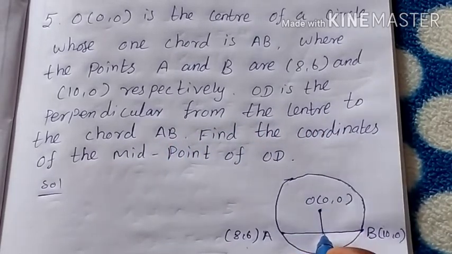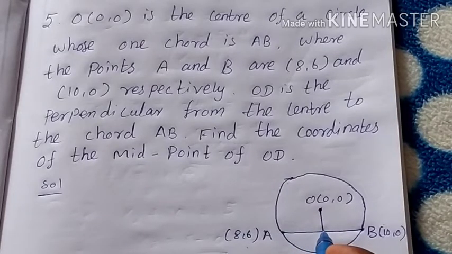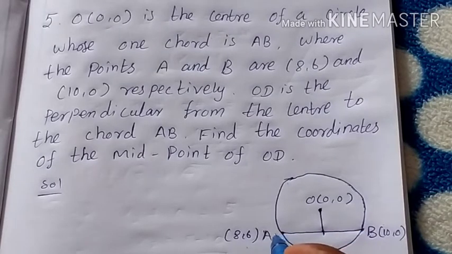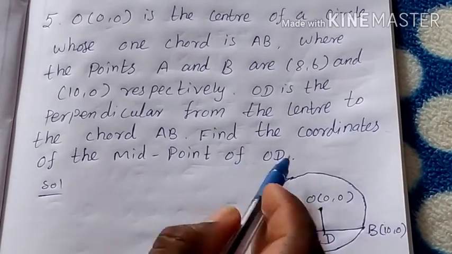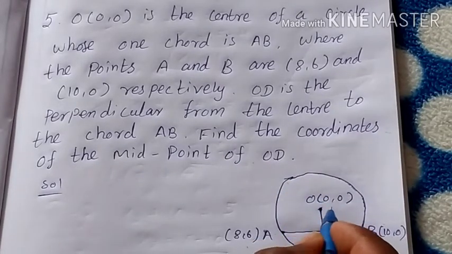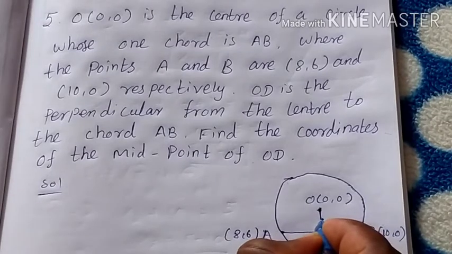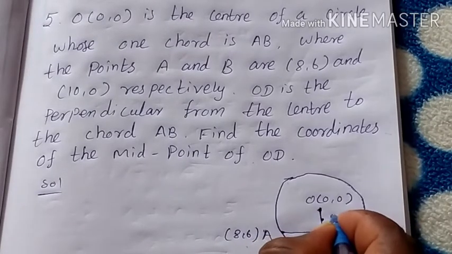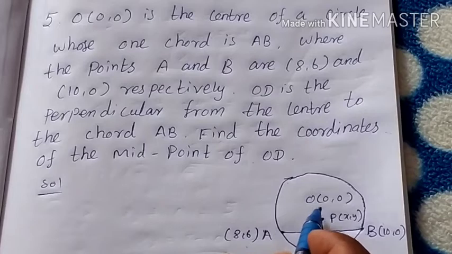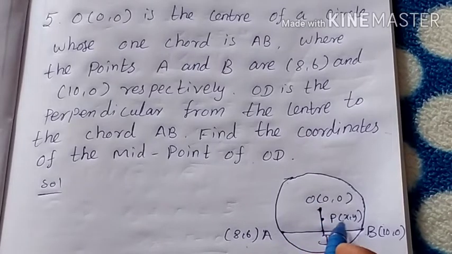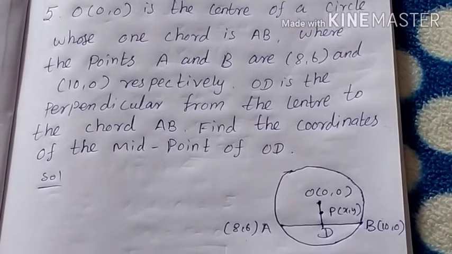OD is the perpendicular from the center to the chord AB, so AB is perpendicular to OD. The point is D. Then find the coordinates of the midpoint of OD. Suppose we assume this is P, with coordinates (x, y). We want to find this point. Have you understood the question?